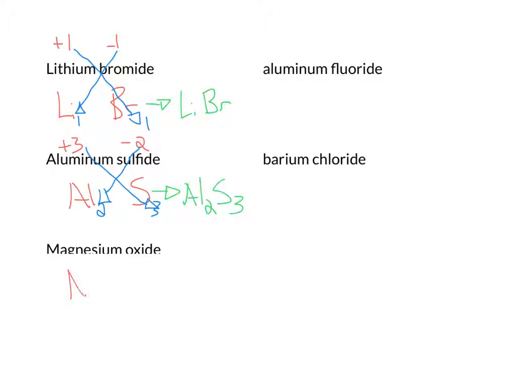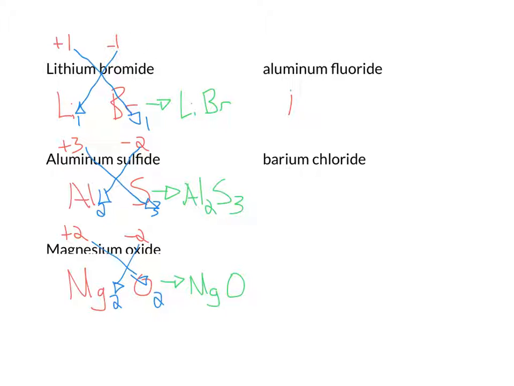Magnesium oxide is magnesium and oxygen. Magnesium is in column 2A, so it's got a charge of +2. Oxygen is in 6A, so it's got a charge of -2. We crisscross, so it's Mg2O2. Now, we always want to write the formula in its simplest version, so because these are both 2's, we can say that they're going to reduce. And so for every 1 magnesium, there's going to be 1 oxygen. And we don't write the subscript 1, so it's just MgO.